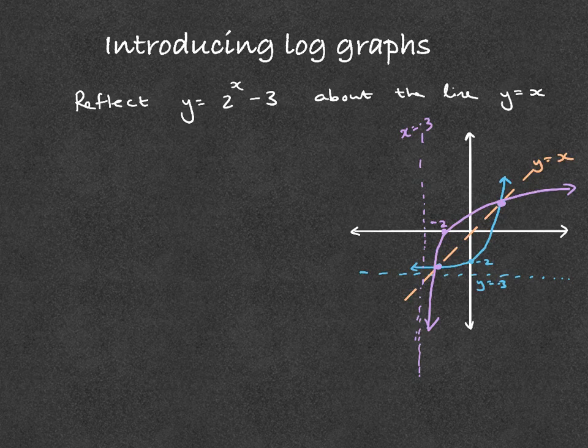y is equal to 2 to the power of x minus 3. The asymptotes don't make a big, big difference. I think it's just important to draw them. All right. And then just quickly the equation.